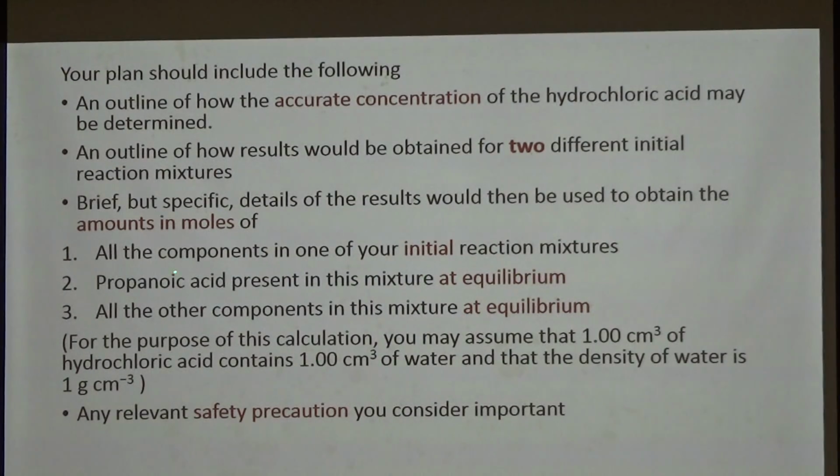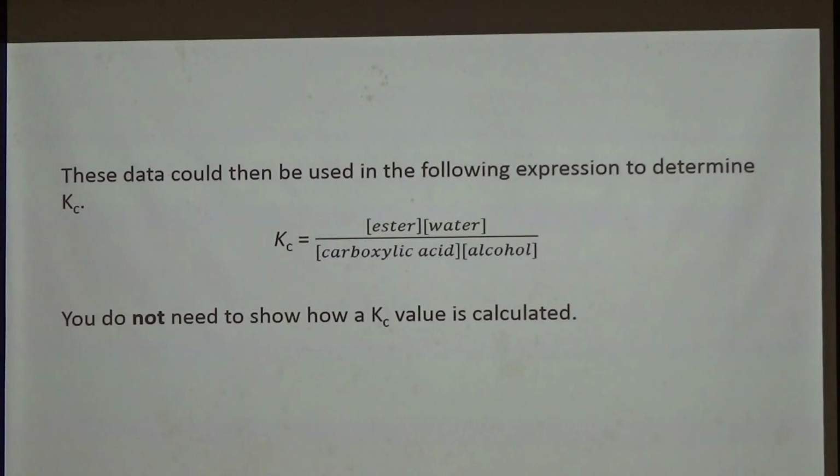For the purpose of this calculation, you may assume that 1.00 cm cube of HCl contains 1 cm cube of water, and that the density of water is 1 gram per cm cube. Which means that at the start of your reaction, there will be water because you have added in HCl. So you don't start with 0 moles of water initially. Any relevant safety precaution you will consider important. So what are the safety precautions you need to take? So if I break down all of these parts, there will be some things that we need to take note of.